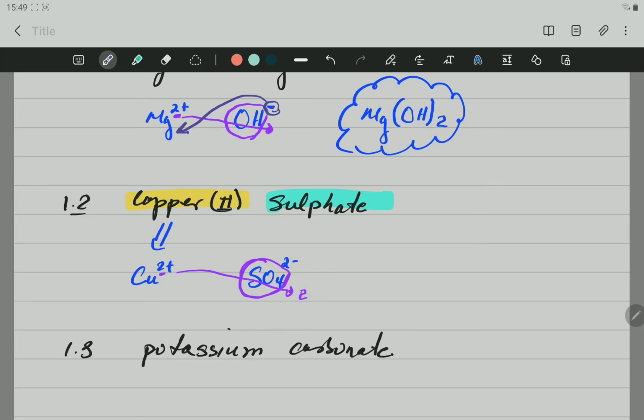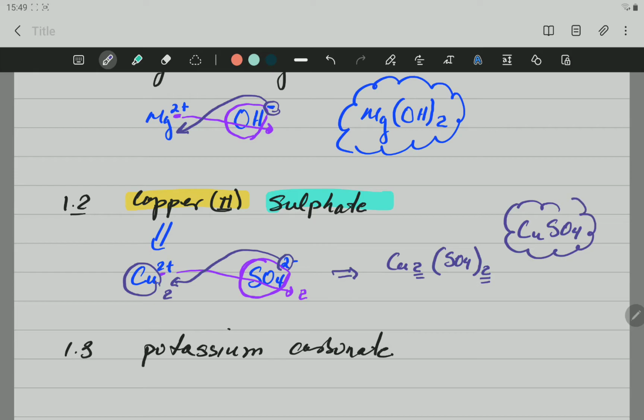And this 2 here will also move there for everything that will be there. So it will be here outside the Cu. So the answer will actually be Cu2 that is coming from sulfate, bracket SO4 2 that is coming from copper. But because the numbers are the same, they can cancel each other. So the final correct answer will be CuSO4. This is the answer for copper 2 sulfate. Okay, I hope that is clear.